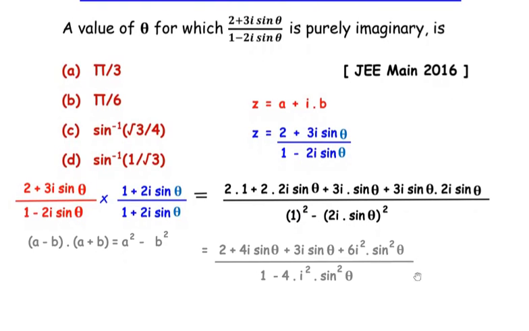Now let us simplify this. In the numerator, 2 times 1 gives us 2, plus 2 times 2 gives us 4, so 4i sin theta, plus 3i sin theta, plus 3 times 2 gives us 6, so we are multiplying the numbers first, then i times i gives us i square, times sin theta gives us sin square theta. In the denominator we have 1 square is 1, minus, now this entire term gets squared, that is 2 squared is 4, and i squared we have written as i squared here, and sin theta squared is written as sin square theta. Now let us further simplify this.